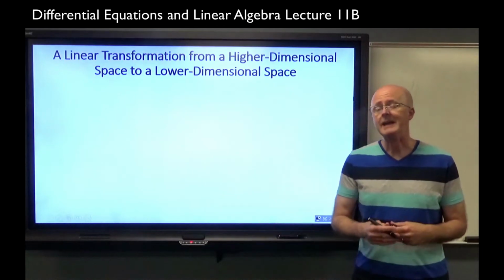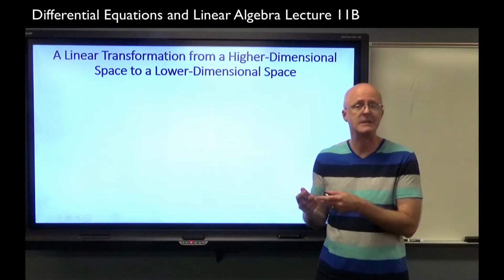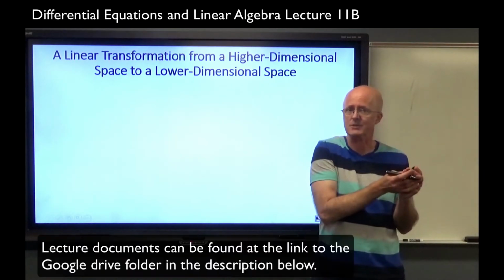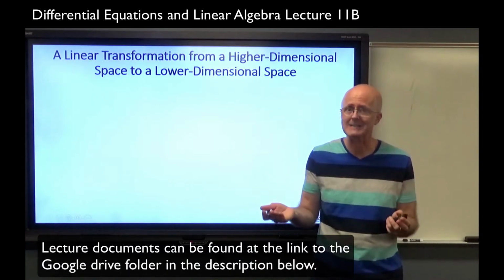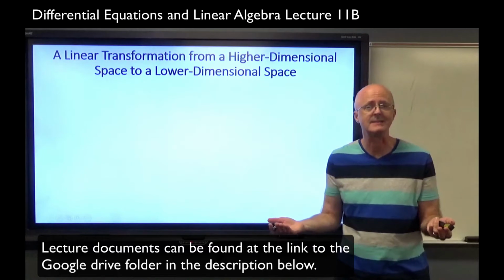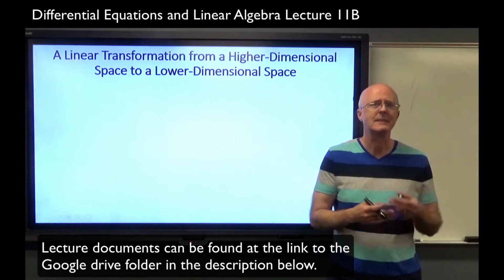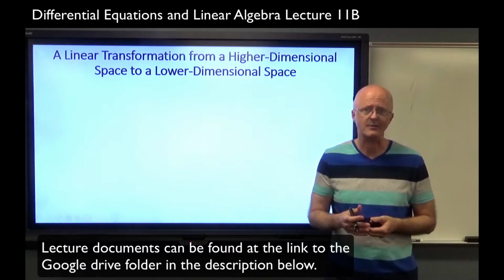Hi. Back in lecture 10b of Differential Equations and Linear Algebra, we talked about a linear transformation from a lower dimensional space to a higher dimensional space. We saw that that example, at least, could not possibly be onto, which makes intuitive sense, and was most likely to be one-to-one, as it was. The image was not all the codomain, but the kernel was just the zero vector.